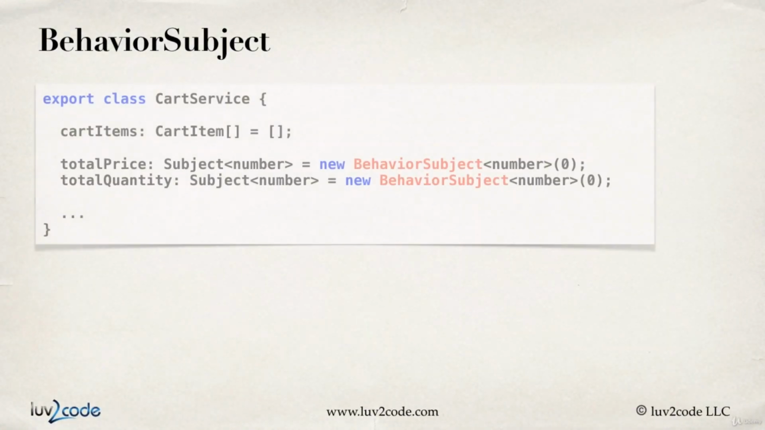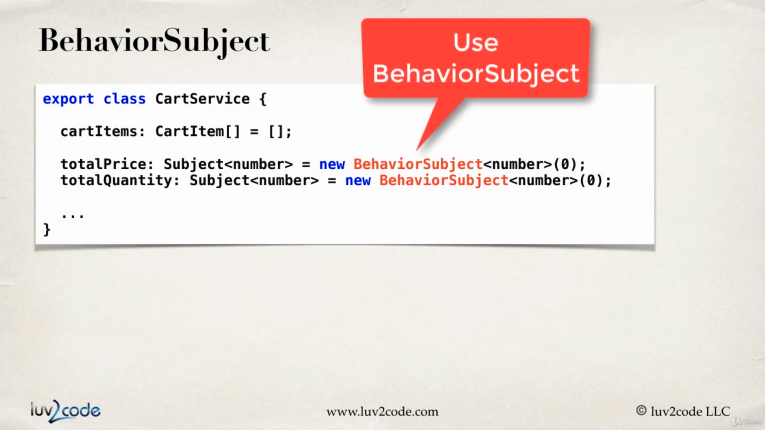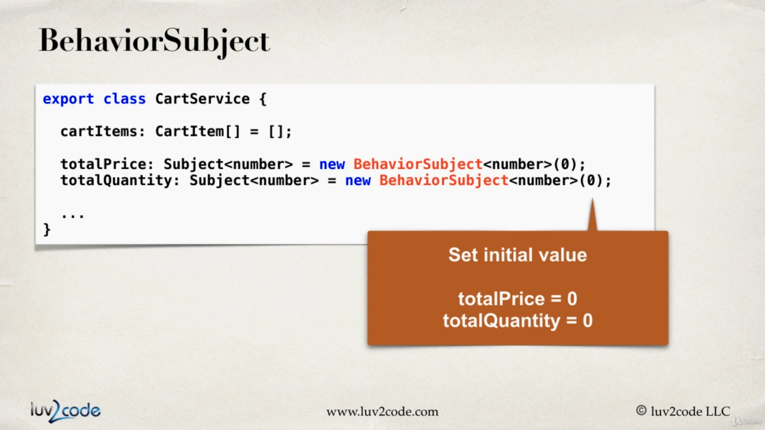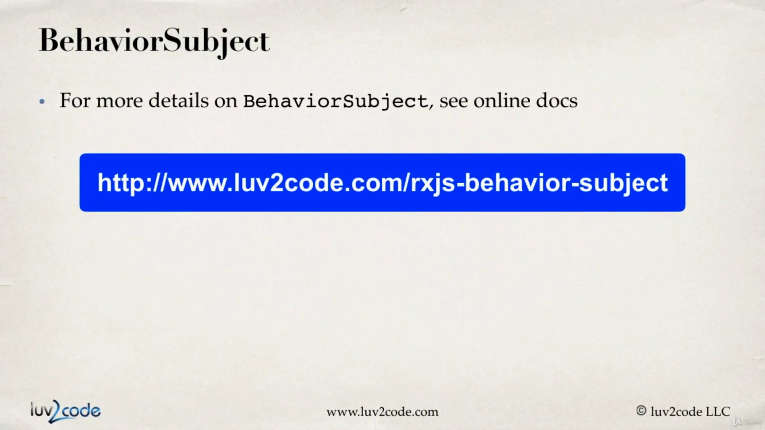So here's an example of using a behavior subject. Instead of a normal subject or a replay subject, you simply make use of behavior subject. And then in the constructor here, you specify the initial value. So the total price will be 0. The total quantity will be 0. And we'll actually use this behavior subject in our cart service. So once we get to the coding videos, you'll see we'll simply go through and replace subject with behavior subject. And we'll see how this works in our application once it's running. And if you'd like to get more details on behavior subject, just simply check out the online docs at the link here. It'll redirect you to the official page.